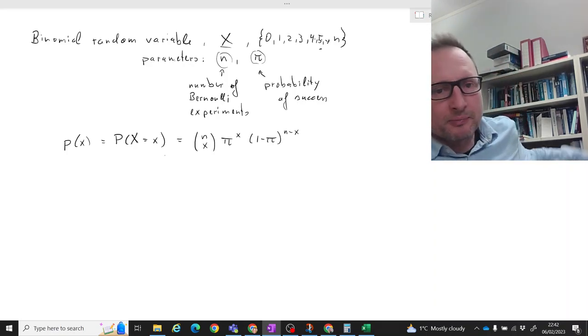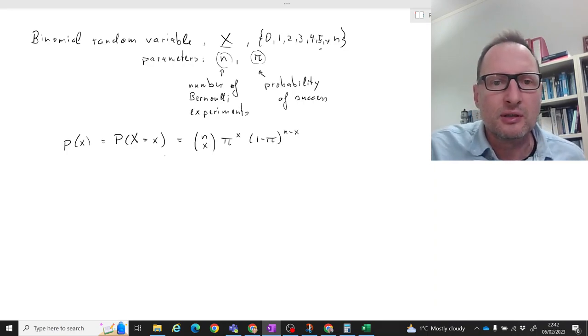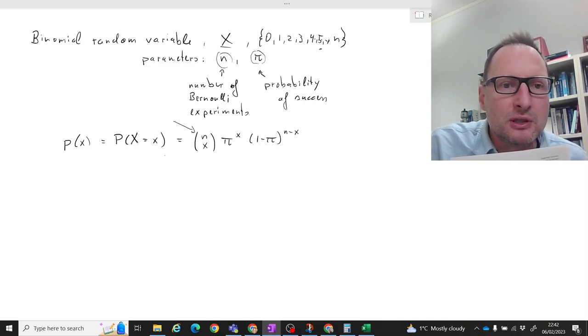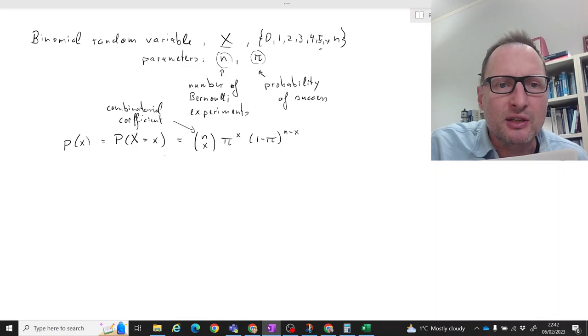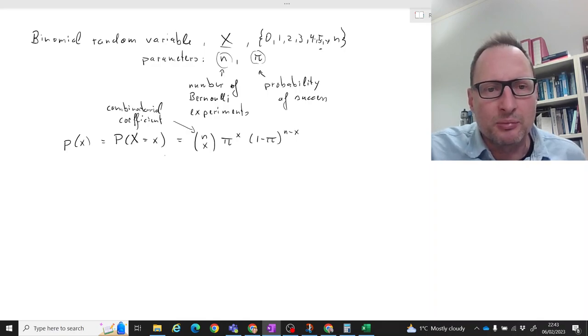Here is the formula we are using for this calculation. We have this thing here. It's not n divided by x. We call this the combinatorial coefficient, and I'll explain in a moment what it represents and how it is calculated. So we have this combinatorial coefficient times pi to the power of x times 1 minus pi to the power of n minus x.